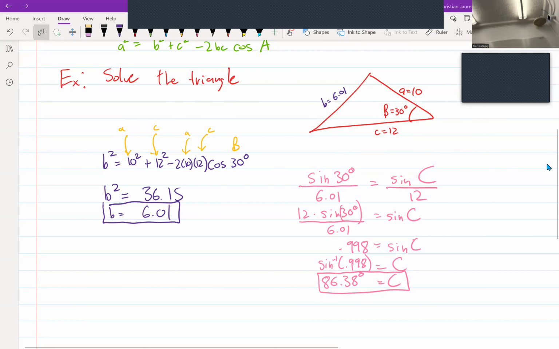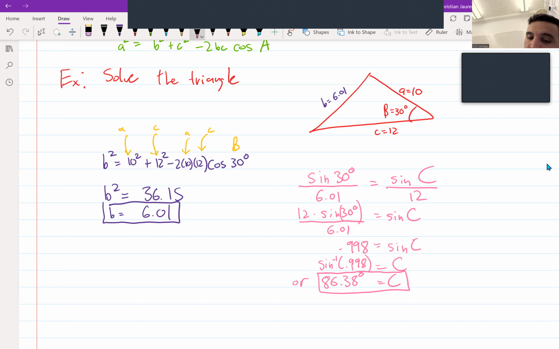All right. Sorry about that. I had to press pause randomly for a second. I had to check something. But anyways, so you see C equals 86.38 degrees. Or, remember, we have to check both of them, 93.62 degrees. And there's not a good way to check which one is correct.